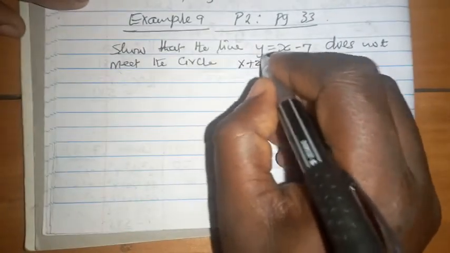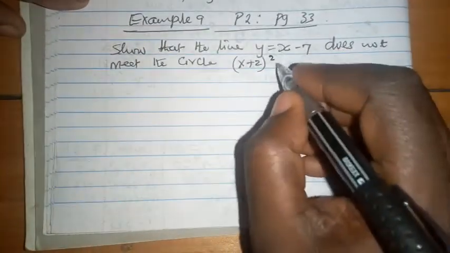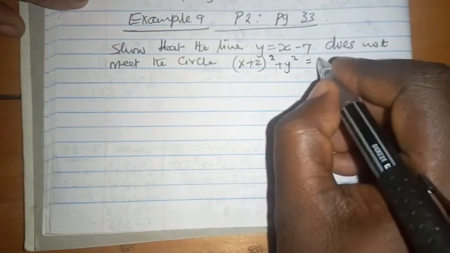So therefore, we are faced with a question that is asking us to show that the line with equation y is equals to x minus 7 does not meet the circle (x plus 2) squared plus y squared is equals to 33.